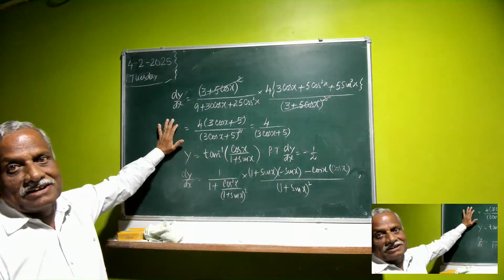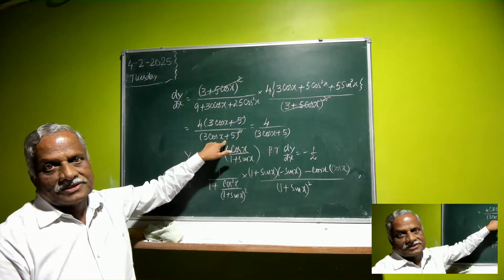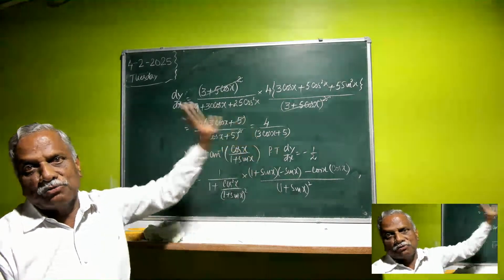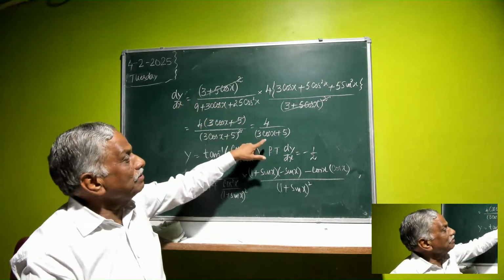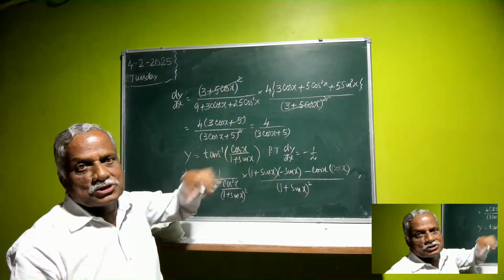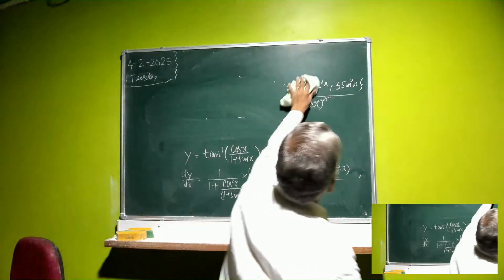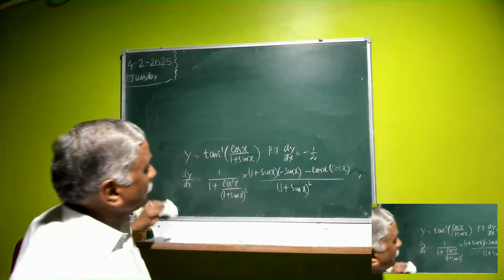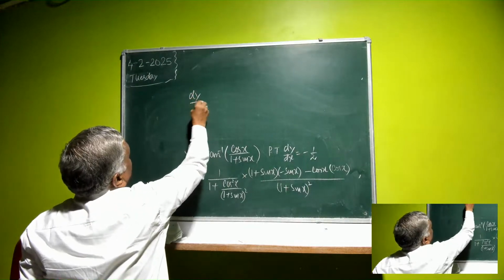I want to make it clear once again, I have not shown the simplification. In case you don't get it, and if you ask me to simplify, I'll do it tomorrow. Just to save time, I'm not. This expression will simplify into this, which I have not shown. But if any request is there to show the simplification tomorrow, I'll do it. Okay. Now, so this is dy by dx is equal to.